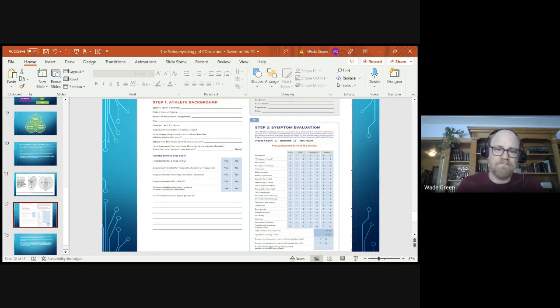All right, guys. The tool that we all know and love and that we're going to be oh so familiar with by the time we're done with this: the SCAT5. Like we talked about, the SCAT5 is the gold standard that's been promoted by the Concussion in Sport Group, and it's the most widely used tool to assess for a concussion on the sideline and in a clinic environment as well.